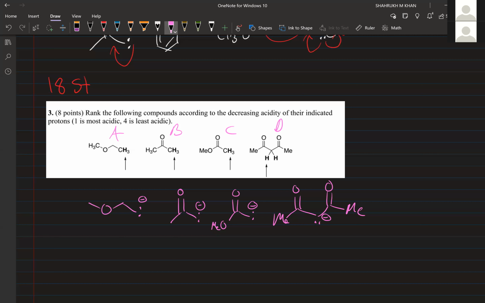Well, C is still withdrawing. We're going to get into what, but it's still withdrawing because directly next to the negative charge is a carbonyl, right? That's a withdrawing group. It's not as strong because of other reasons, right? But this one, the A, OMe, yeah, it's an available lone pair, right? Remember, OH, OMe, like OR groups, they're electron donating.